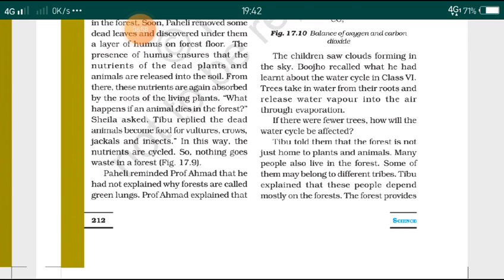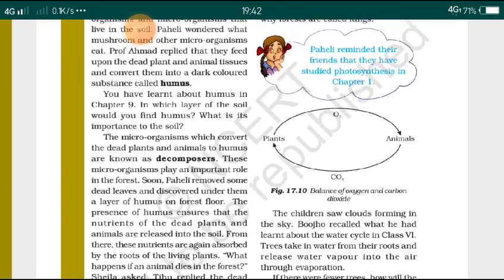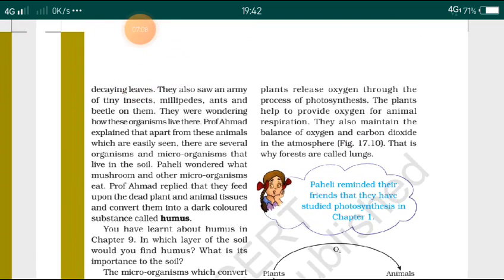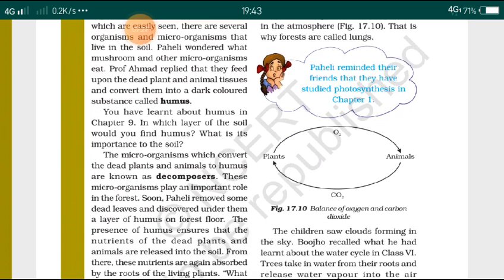Paheli reminded Professor Ahmed that he had not explained why forests are called green lungs. Professor Ahmed explained that plants release oxygen through the process of photosynthesis. Plants provide oxygen for animal respiration and also maintain the balance of oxygen and carbon dioxide in the atmosphere. That's why forests are called lungs.